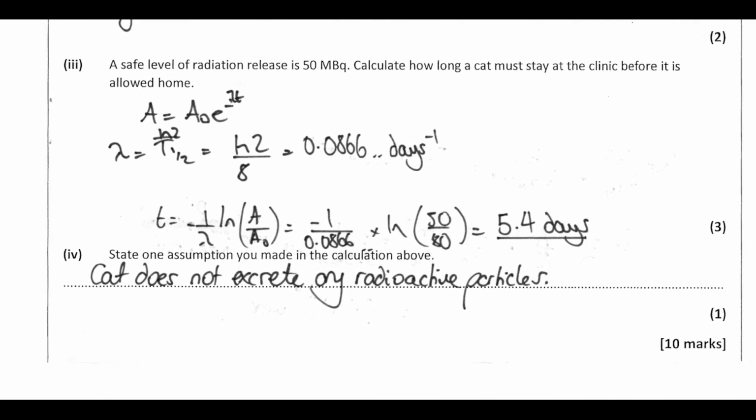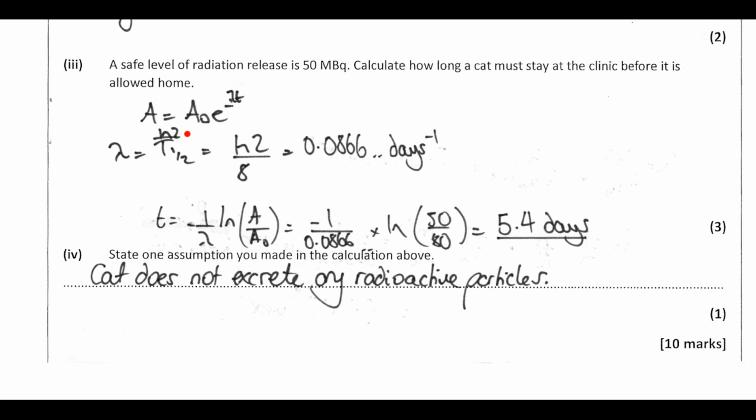Okay, so a safe level of radiation is 50 megabecquerel. Calculate how long a cat must stay in the clinic before it's allowed home. So the way activity changes with time is this equation here. A0 being your initial activity, which was 80 megabecquerel. So what we're going to need to do is first determine what the decay constant is, and we can do that using the half-life. So that's what we've got here.